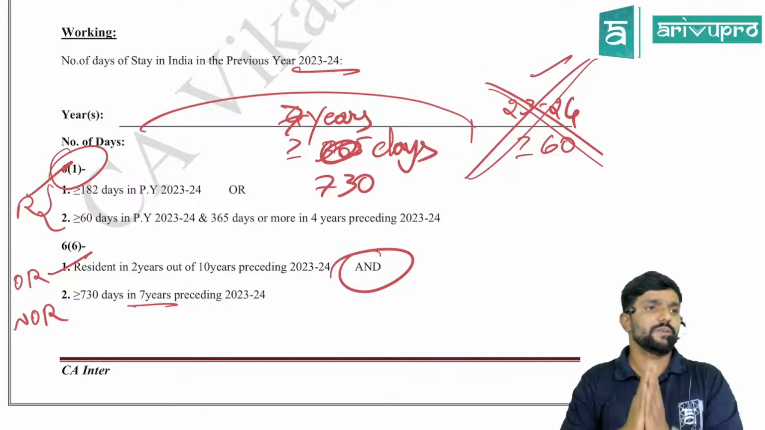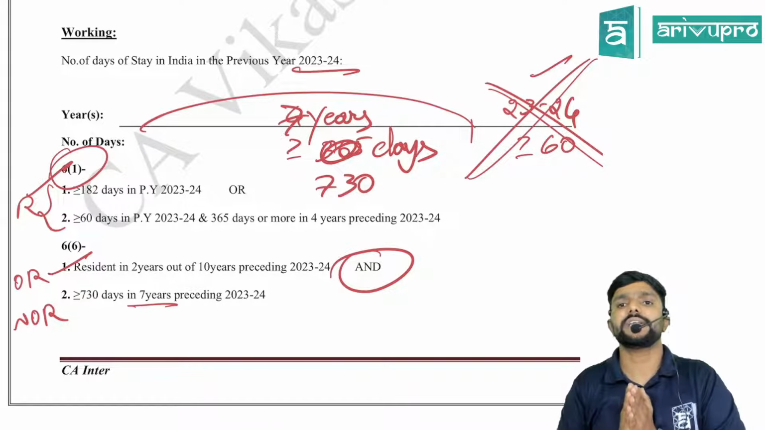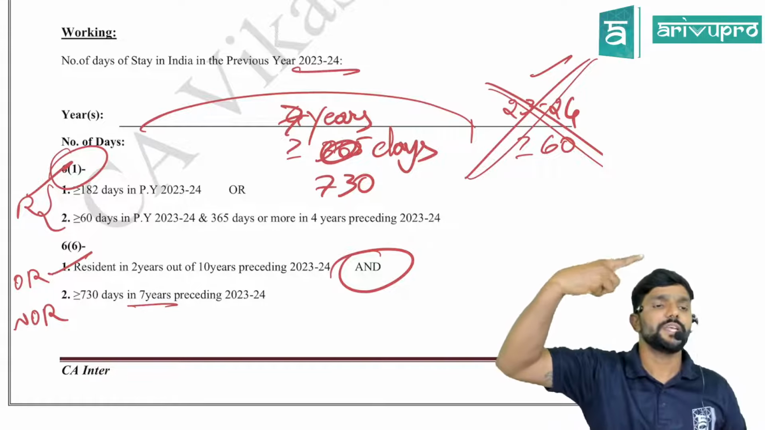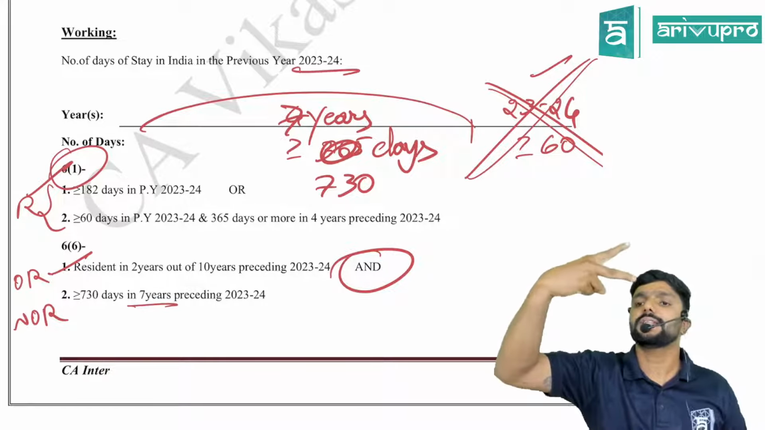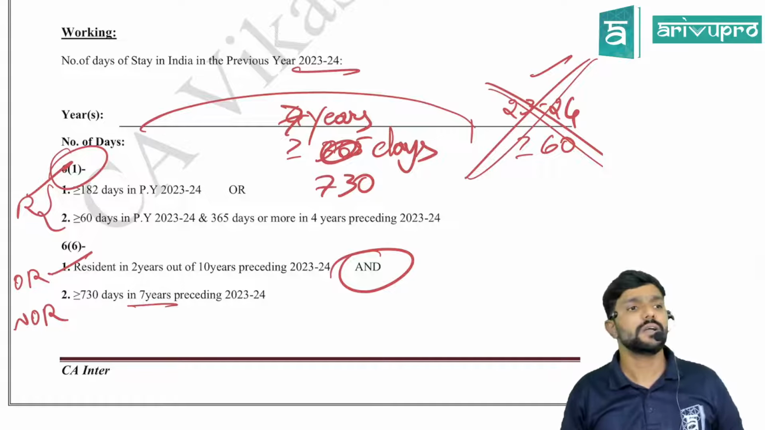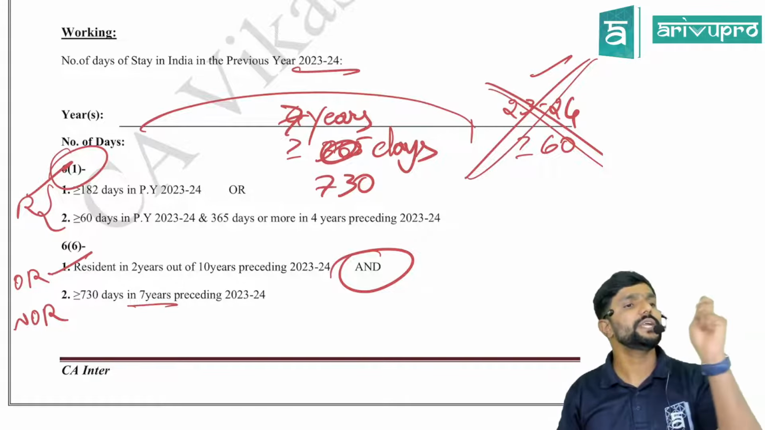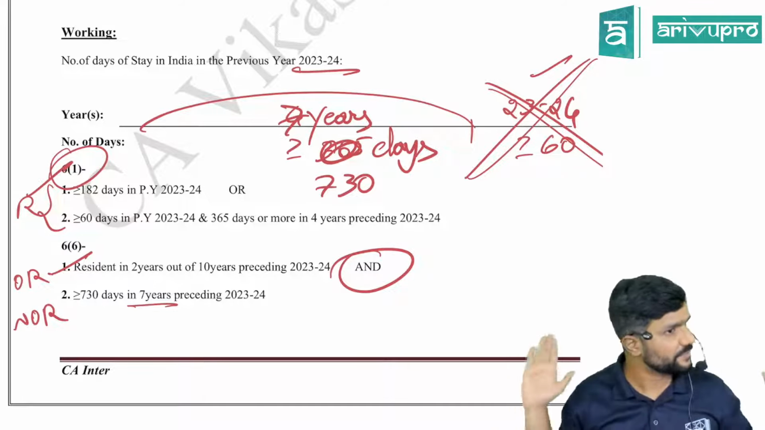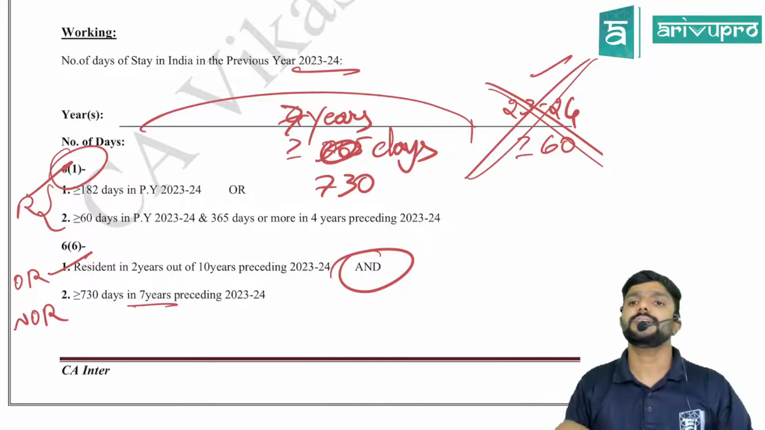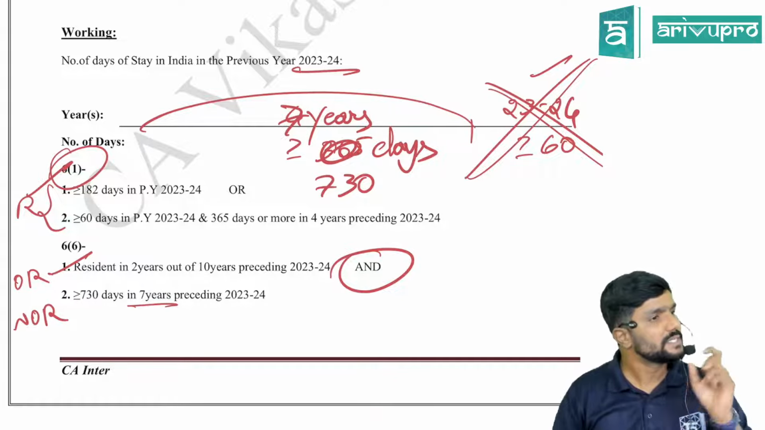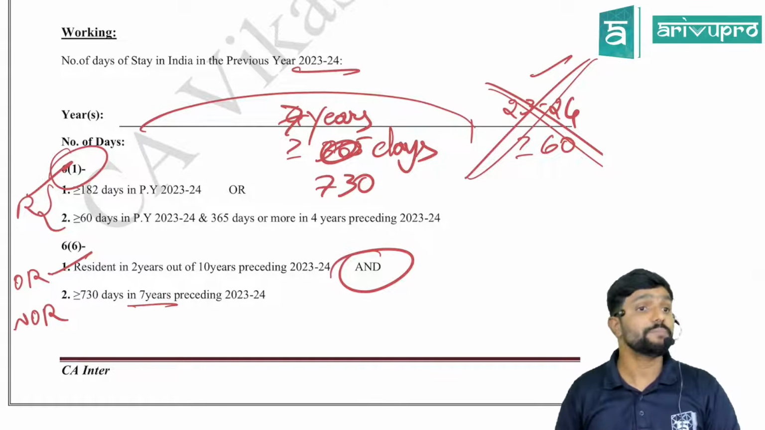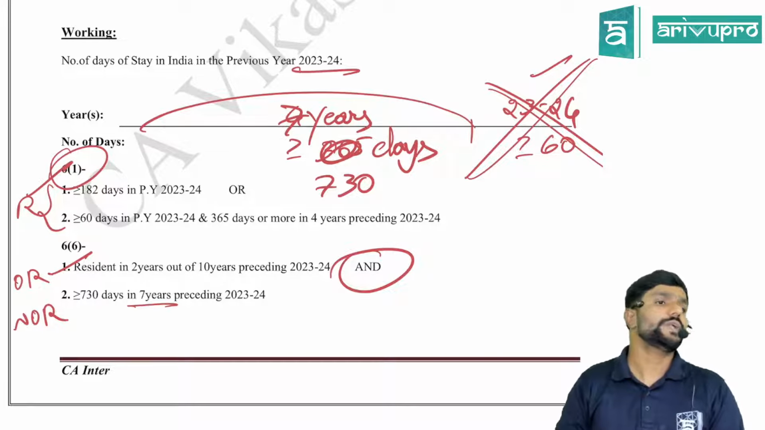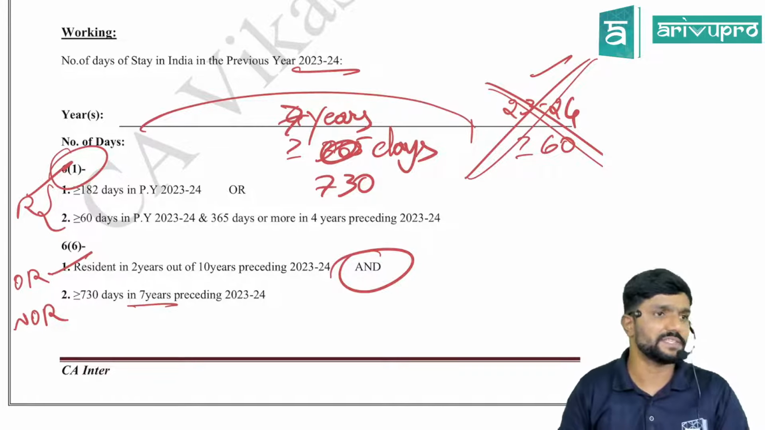For an individual, when he or she is said to be resident in India, as per 6 subsection 1, there are 2 basic conditions. If any one condition is satisfied, they are said to be resident in India. What are those, sir? 182 days or more during the previous year, need not be continuous. Sir, if that is not satisfied, check the second. What is it? 60 days or more during the previous year, and 365 days or more during the 4 years preceding the previous year.